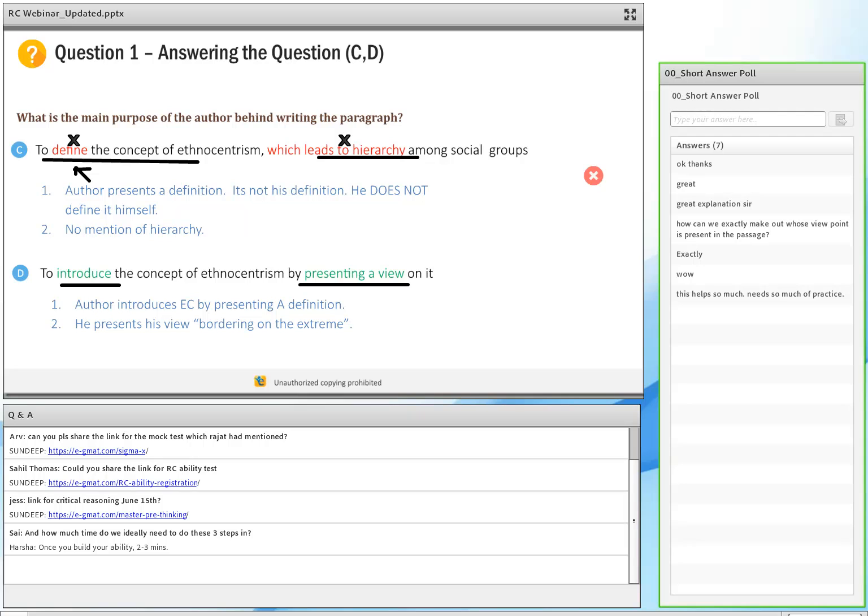Indra says, how do we know whose definition? We don't know whose, but we know it's not the author's because it says bordering on an extreme, one definition. It says one definition. It doesn't say EC is defined as, or my definition of EC, Indra.